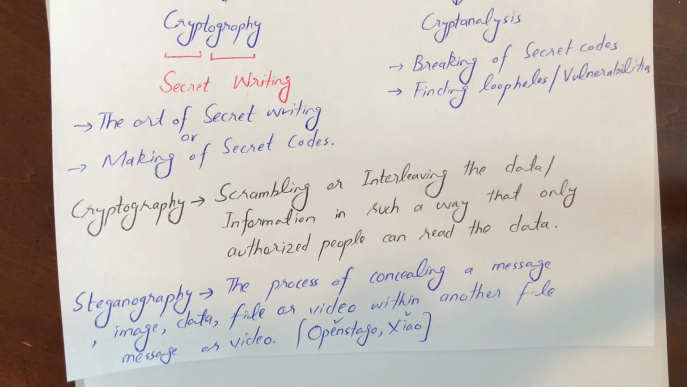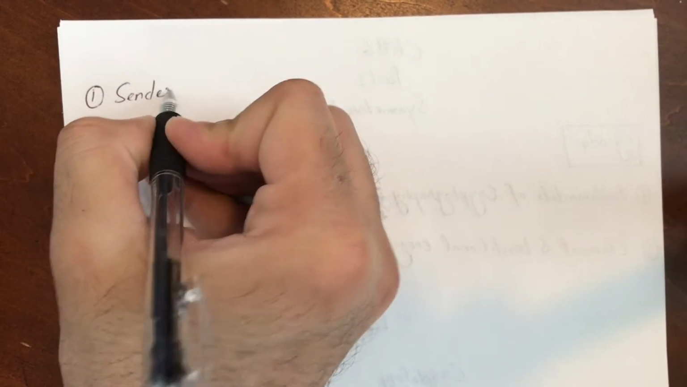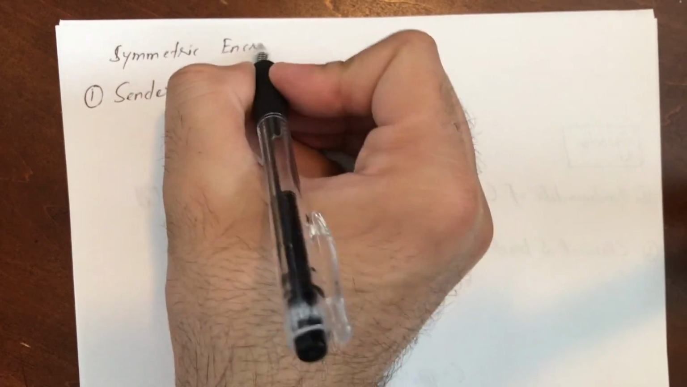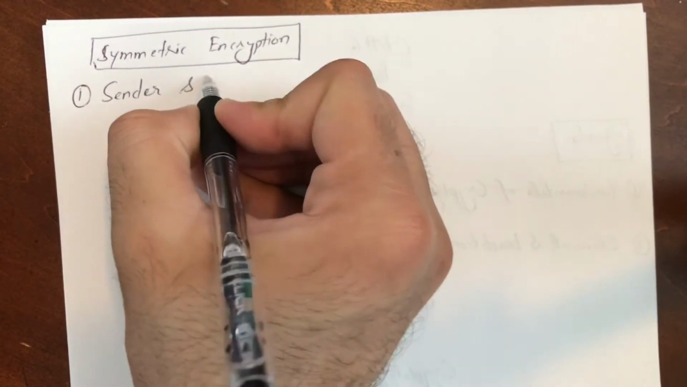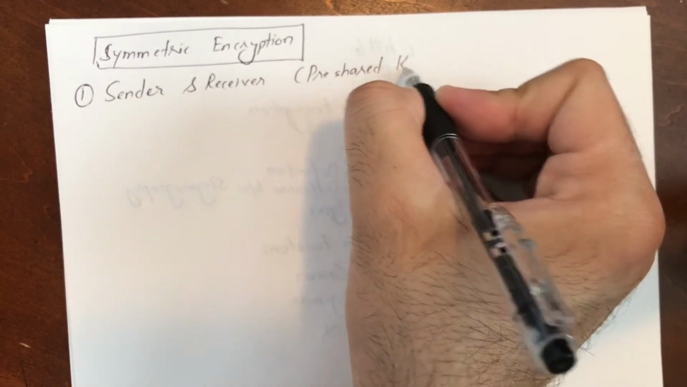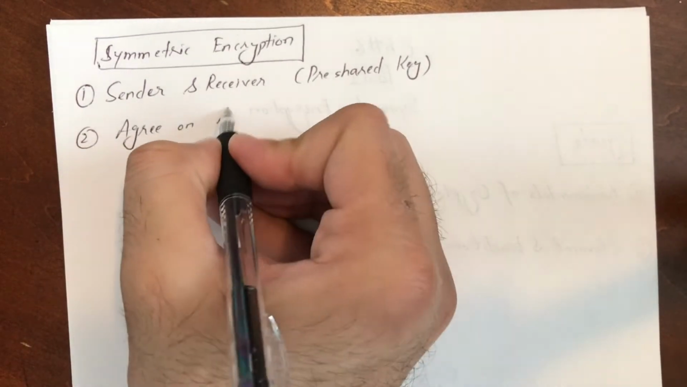Let me give you a basic idea about cryptography, because our main topic is cryptography, from the symmetric encryption perspective. So let's say we have a sender and receiver. First of all, there are two things that you need to know. Both sender and receiver should pre-share a key. I'm just talking about symmetric encryption. So both of them have the same key. Number two, they should agree on an algorithm.